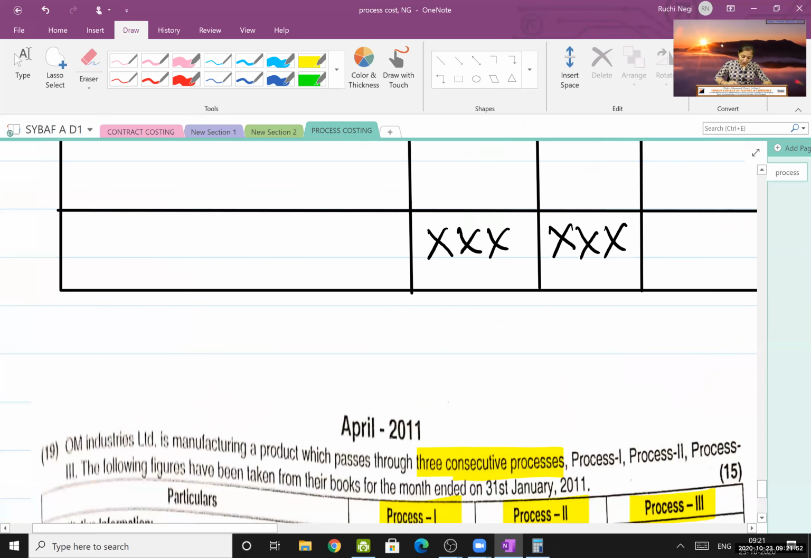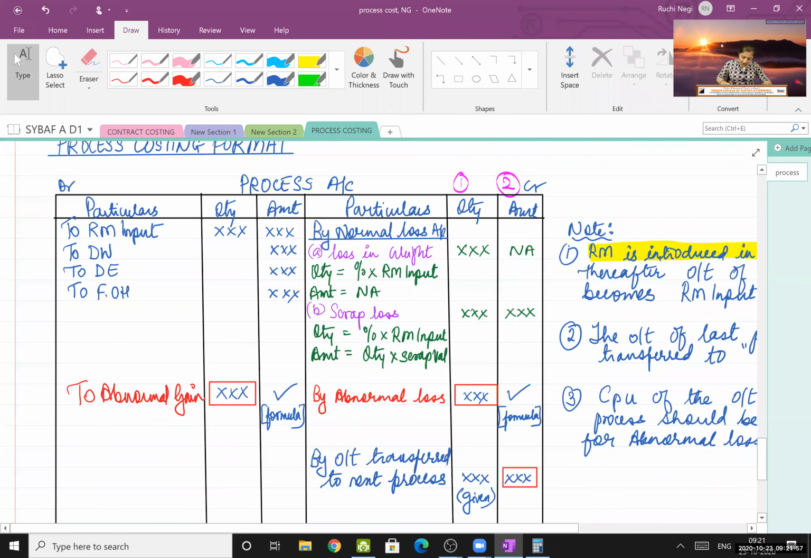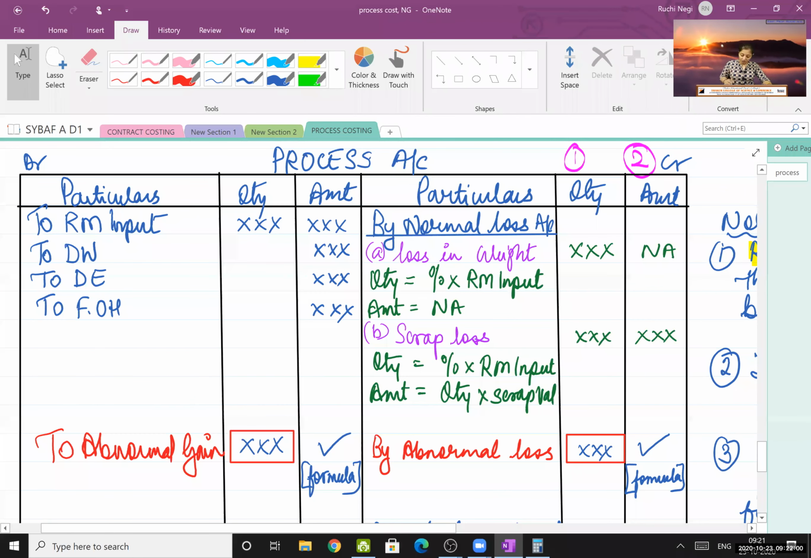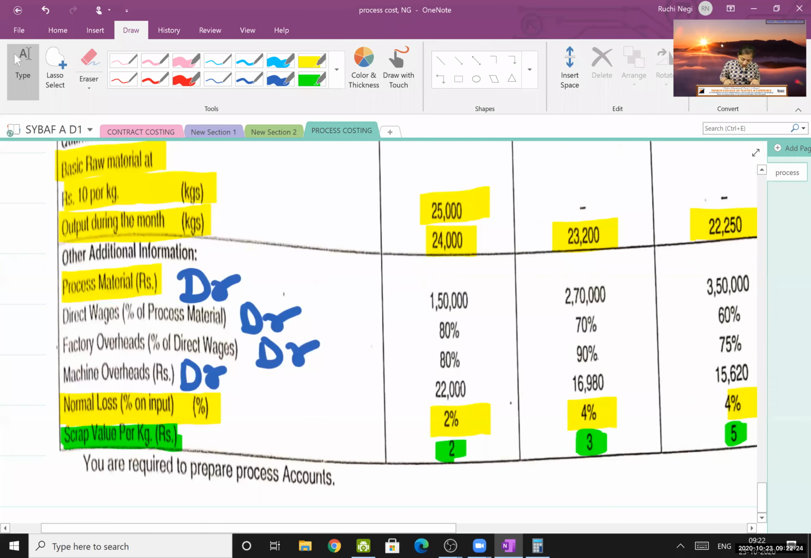Okay, I'll take you back to the theory part with this statement, I mean the account. Now, can you see here normal loss, loss in weight and scrap loss. What did I tell you? When loss in weight is given to you in the question, it is not saleable. But when scrap loss is given to you in the question, it is saleable. And the question will never tell you that this is a scrap loss or a weight loss. You have to identify that. Okay. What is in this sum? In this sum, scrap value is given. That means this is a scrap loss sum.